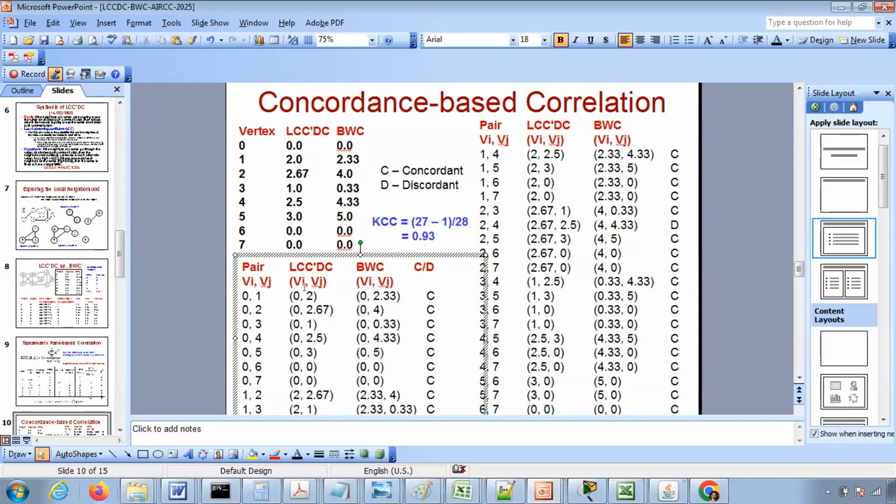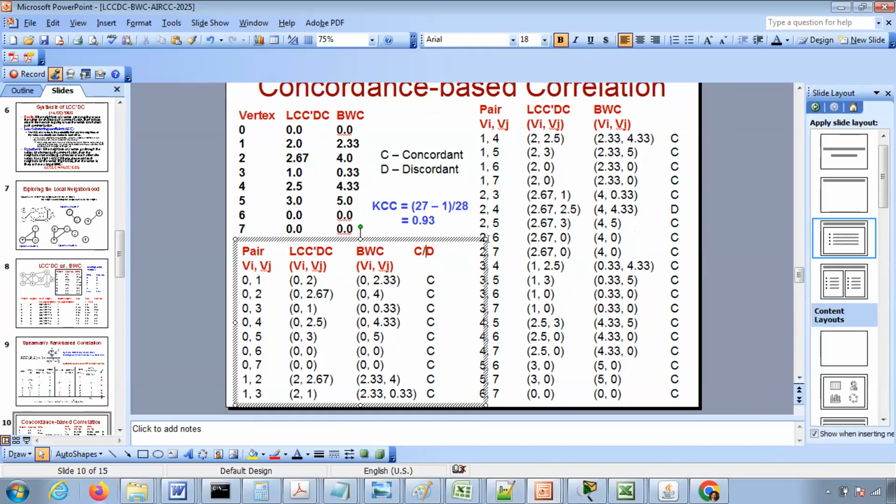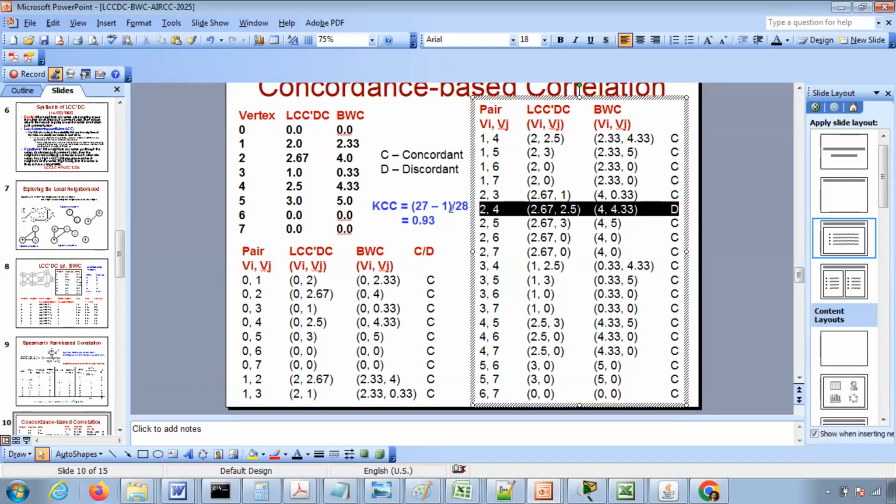So again, for this graph of 8 vertices, I list down all the possible pairs and find out the number of concordant pairs and the number of discordant pairs and take this ratio, which is the number of concordant pairs minus the number of discordant pairs divided by the total number of pairs. In this case, 27 concordant pairs are there. Only one pair is discordant, like this pair. As you can see, the LCC prime DC of vertex 2 is 2.67, greater than 2.5, which is the LCC prime DC of vertex 4. But the betweenness centrality of vertex 2 is less than that of vertex 4. So the first number is greater than the second number here, but the first number is less than the second number there. So that pair is discordant.